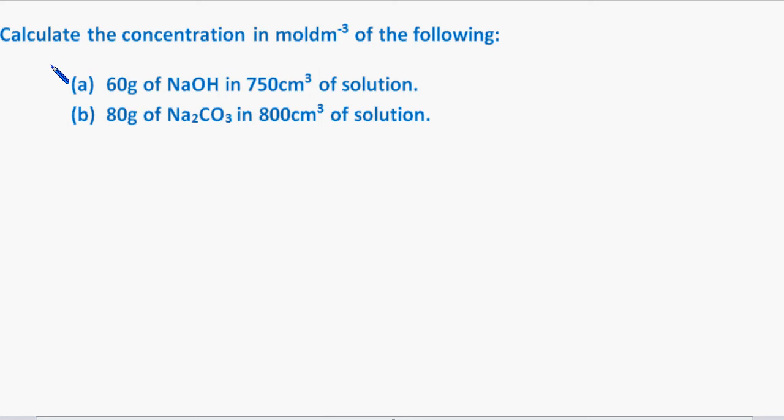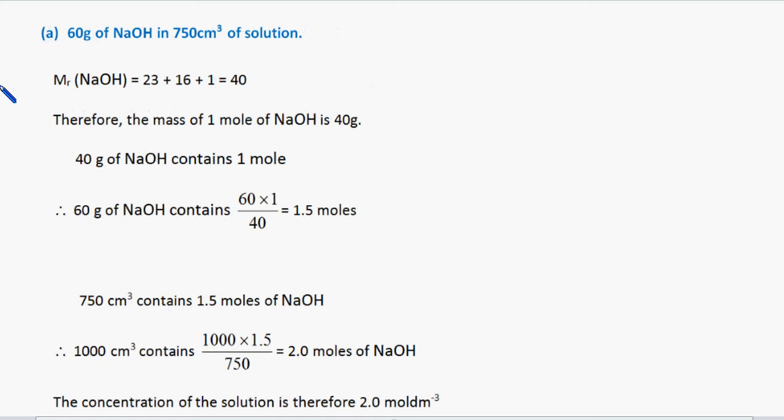In this example, we have to calculate the concentration in mole per dm cube of the following solutions. In the first example, we have 60 grams of sodium hydroxide in 750 cm cube of solution. Let's go to the solution. So we have 60 grams of sodium hydroxide being dissolved in 750 cm cube of solution.